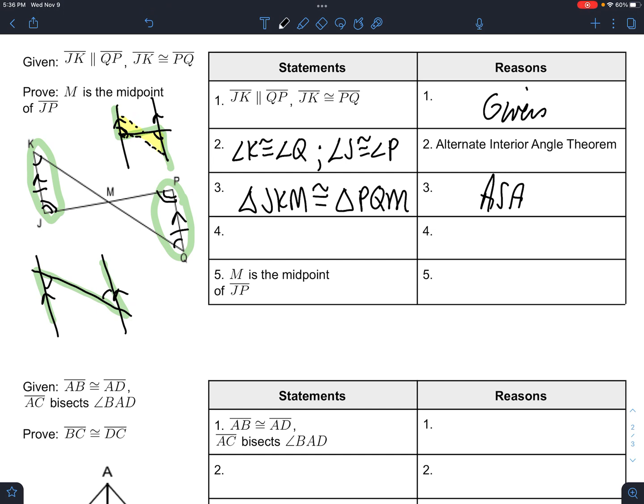So what does it want? It wants it to find a midpoint of JP. Well, wouldn't it be great if we could look here and show that JM and MP are congruent? Wouldn't that be nice if we knew that? Because then we would know that M is in the middle by the definition of the midpoint.